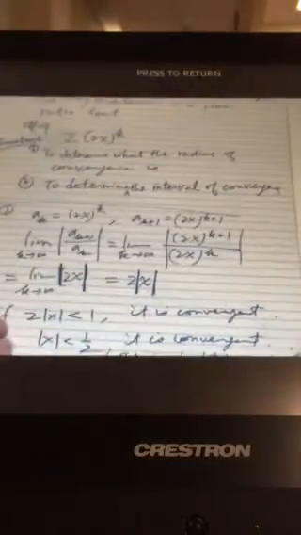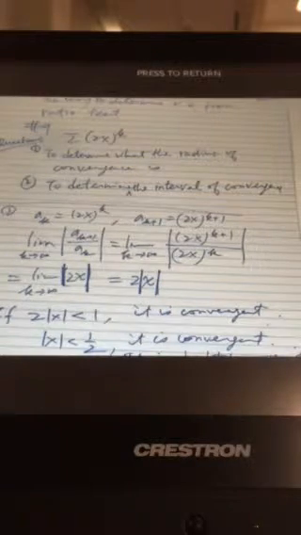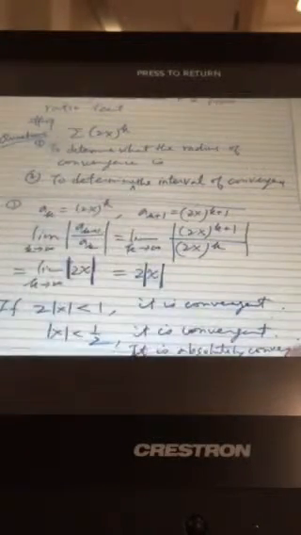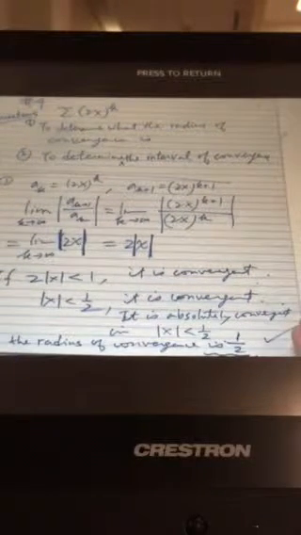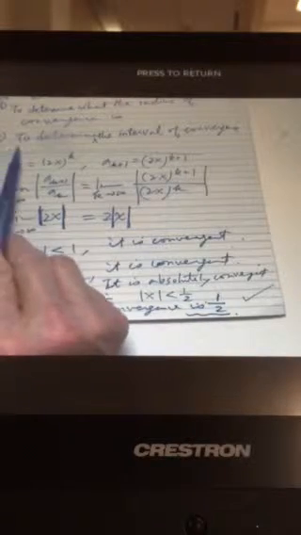Math 114, 003. Today is 14, right? Okay, so problem 1 is solved. The answer to problem 1, to determine the radius of convergence, we have found it is 1/2. Now the second problem is a little bit difficult: to determine the interval of convergence.